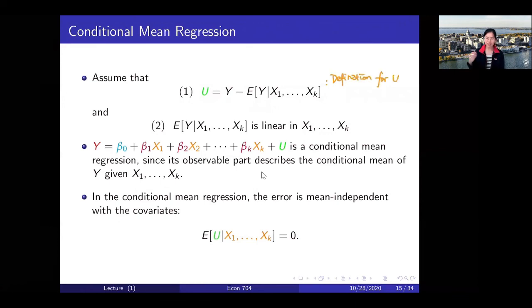You can think about it as an assumption, but it's really just a definition for the error term. It defines u to be the difference between y and the conditional mean of y given x1 to xk. And this second assumption is more substantive, meaning that it can be restrictive, can be violated in some populations.